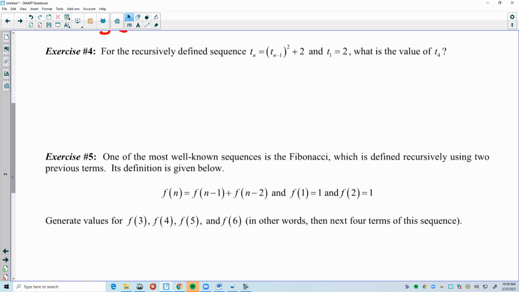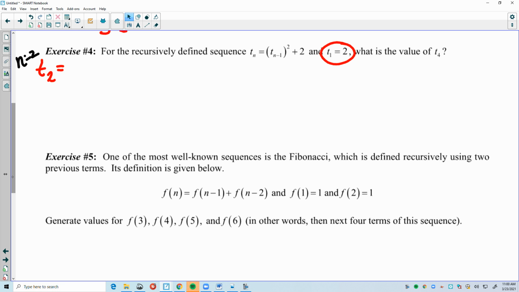Okay, for number 4, the recursively defined sequence is given to us. So again, telling us about the term before it. And again, you can see here, we're given t sub 1, meaning our first term. You always need that. So we have to find the value of t sub 4. So in order to find the value of t sub 4, I need to know what t sub 2 is and t sub 3 to get to 4. Okay, so t sub 2. Again, let's think what that means. That means your n value here is 2.